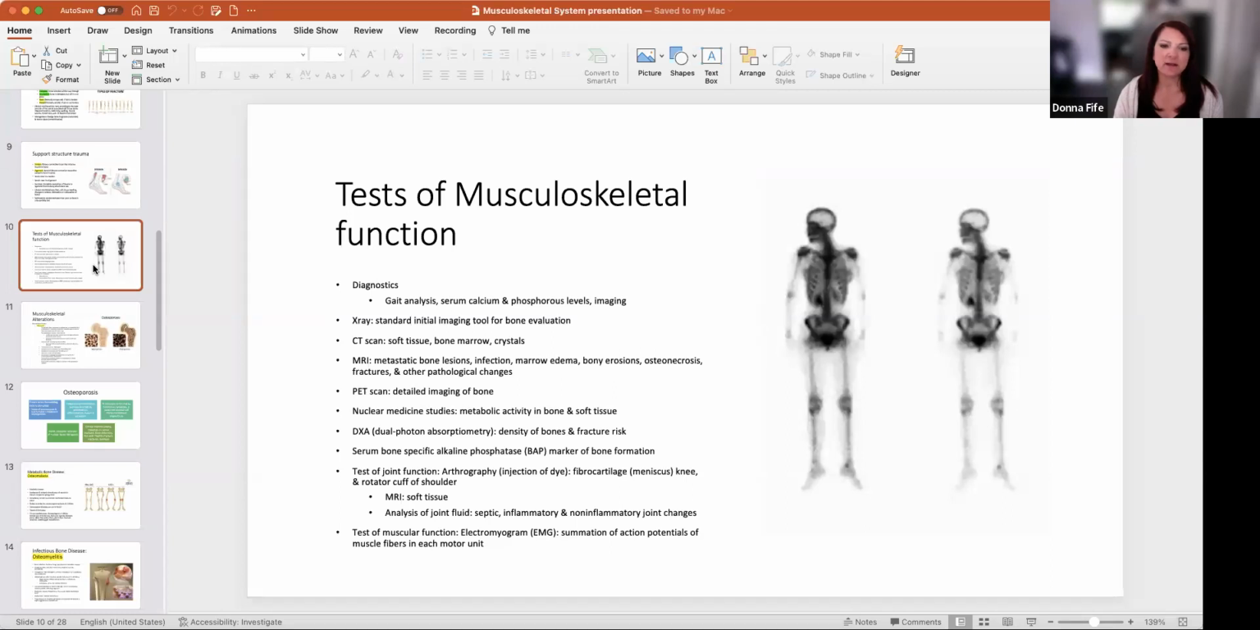MRI, metastatic bone lesions. We can look for infections, marrow edema, bony erosions, osteonecrosis, fractures, and other pathological conditions or changes. PET scan can give a detailed image of the bone. Nuclear medicine studies look at the metabolic activity in bone and soft tissue. The DXA, or dual photon absorptiometry, this looks at the density of bones and fracture risk.